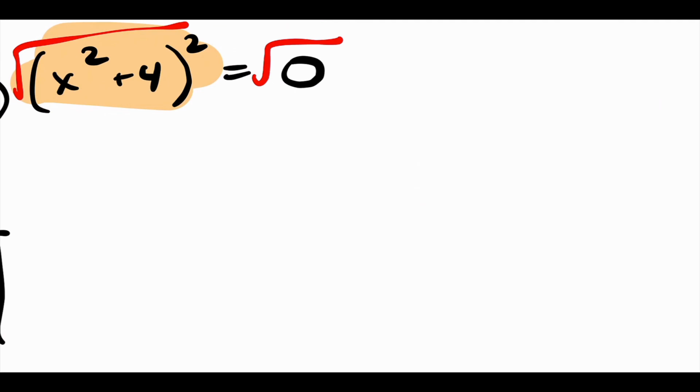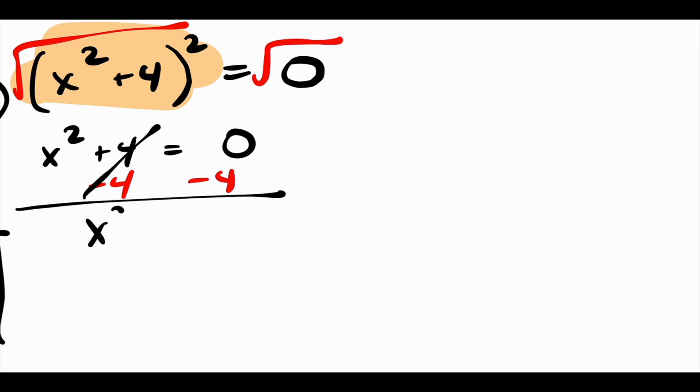So square root, x squared plus 4 equals the square root of 0, which is 0. Okay. Now what do I do? Yeah, it's not difference of squares, so I can't do what I just did before, but I can subtract 4 from both sides. What's going to happen when I do this? How do I solve for x?